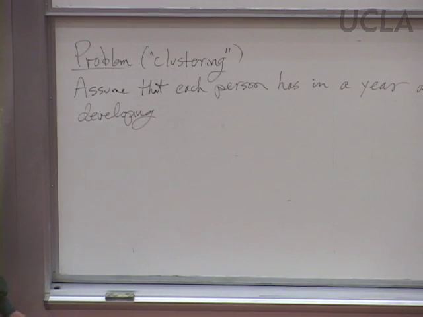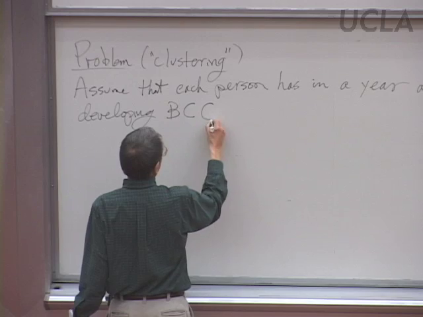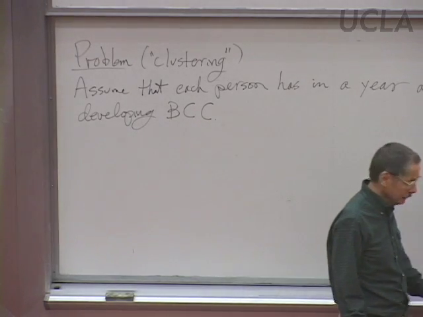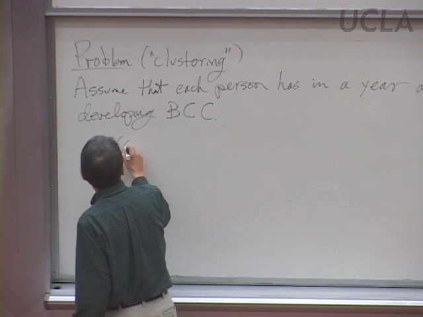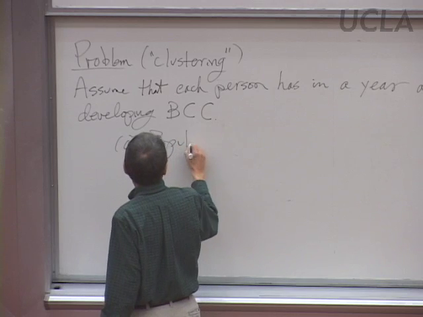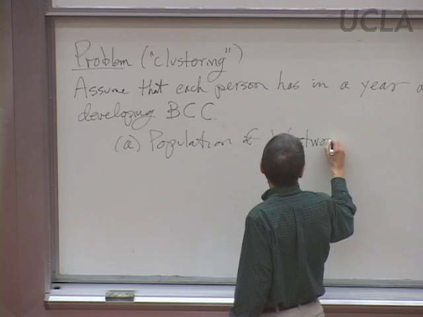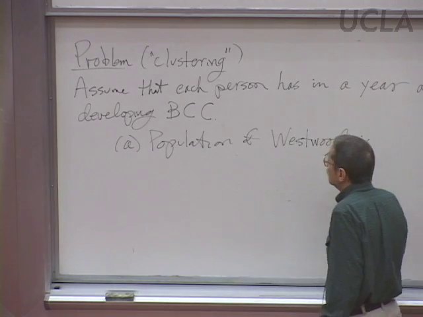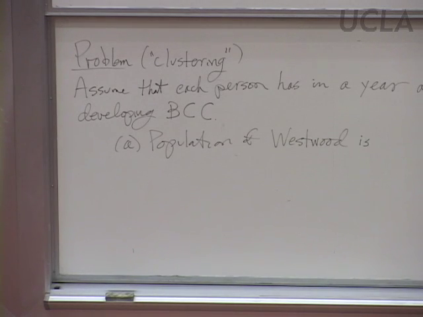The actual probability may be a little less than that, but this will make the arithmetic easy. Basal cell carcinoma. Well, let's look at Westwood. And let's assume, and Westwood is not a precisely defined community, but let's assume its population is 10,000.